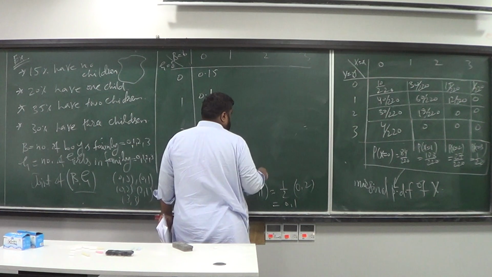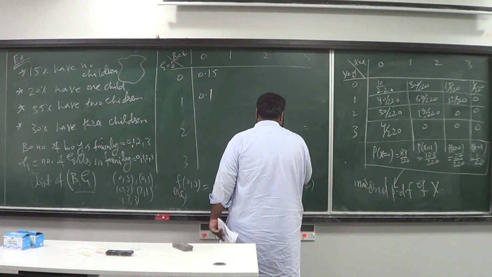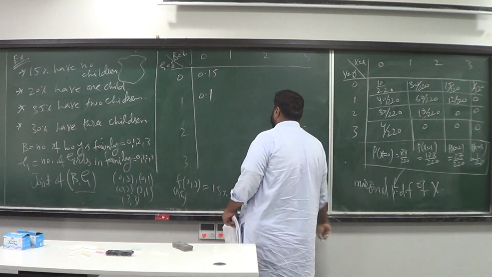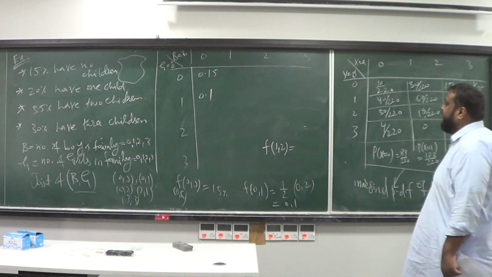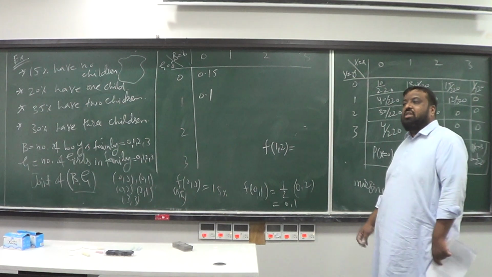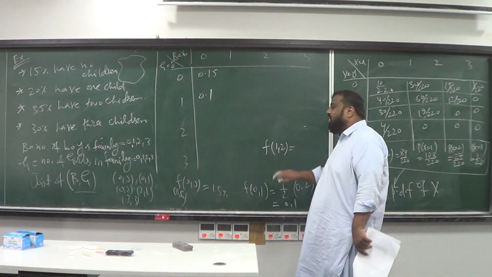Okay. Now what would be, for example, f of (1, 2)? Let's imagine I want to compute this. What is the probability that you have randomly chosen a family in which there is 1 boy and 2 girls?